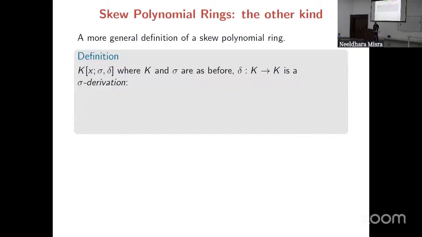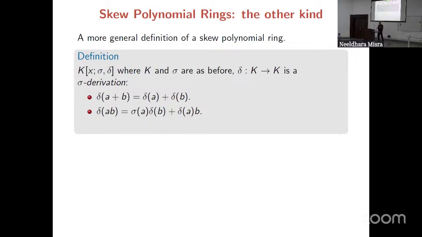We have only 5 minutes left, and there is this other kind of skew polynomial ring. We saw only one half of the story. Skew polynomial rings actually look like K[x; sigma, delta]. So it's not fully skew yet, it can be skewed more. Delta is a derivation, a linear map on K, and it follows the rule delta(AB) = sigma(A) delta(B) + delta(A)B. It's a sigma derivation.